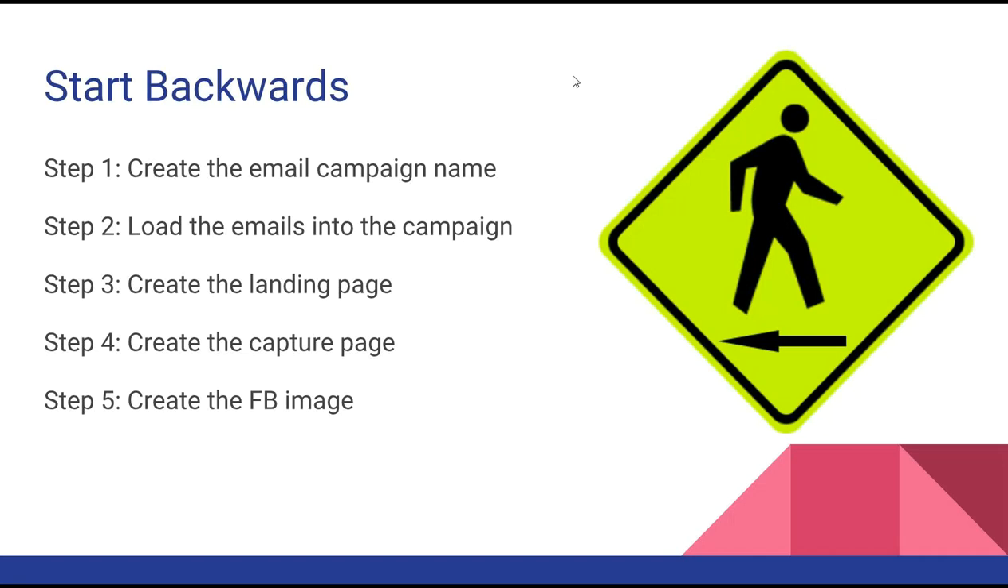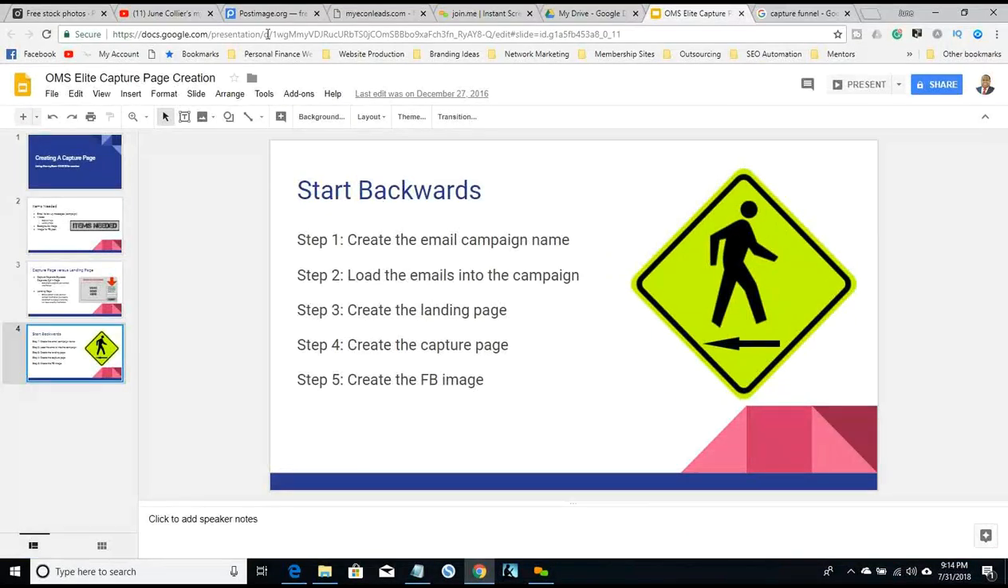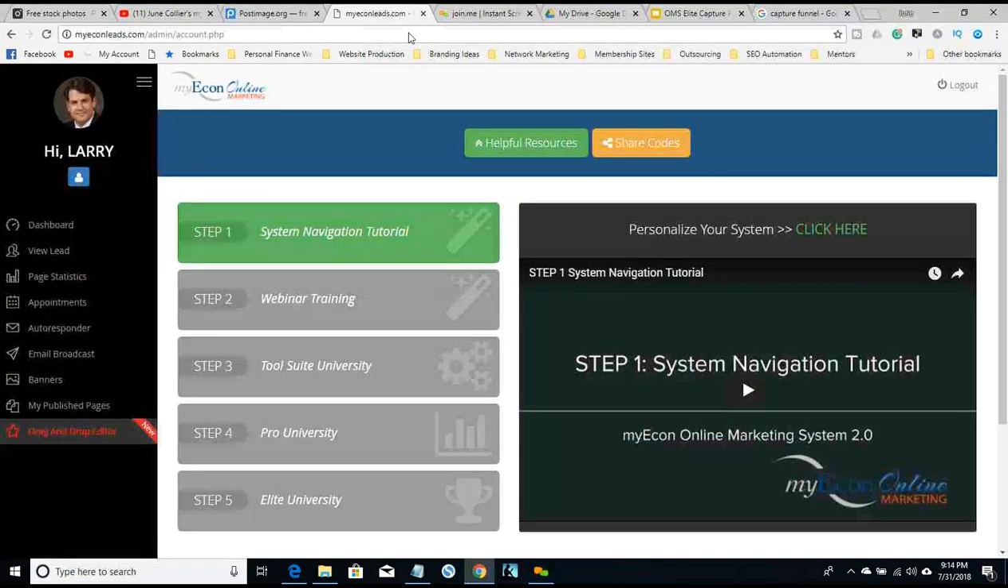All right, let's take a look at our online marketing system here just for a second. We're going to log in over here in the online marketing system. All right. So I'm logged in as Mr. Larry Gates. And the first thing that we need to do is create an email marketing campaign name. So here's what we're going to do.